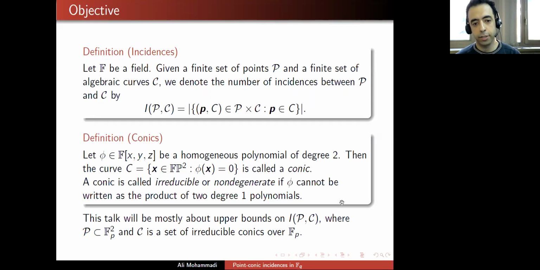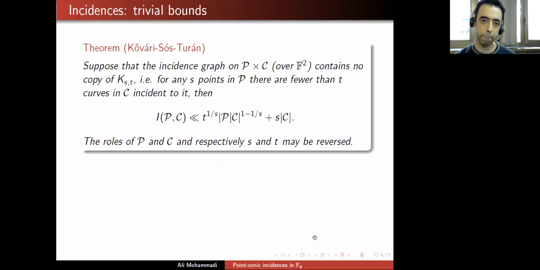And yeah, this talk will be pretty much just about bounding the number of incidences between points and conics over F_p^2, where p is a prime. Pretty much everything I'll talk about will also work on arbitrary fields, because the tools we use also work on arbitrary fields, but it's just easier to, I mean, first of all, people really just care about these over finite fields. And so I mean, we just restrict our attention to finite fields.